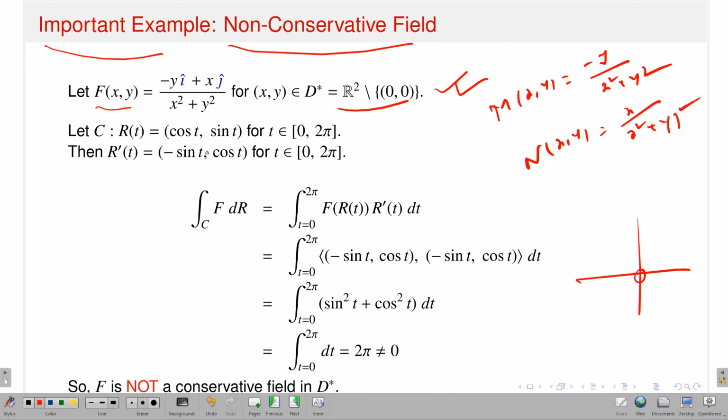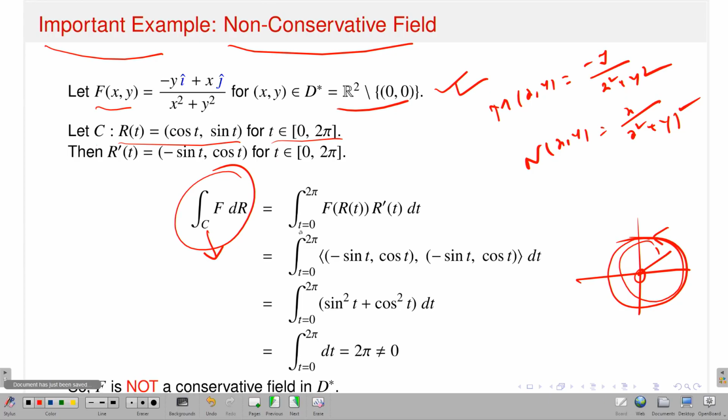Now I am taking a very simple piecewise smooth closed curve. What is that? C is equal to r of t. That means, I am talking about the circle. Look at the parameterization, cosine t, sin t, t running from 0 to 2 pi. That means, it is a circle of unit radius, and this is the origin. Now, you calculate this vector line integral, the integral over C of F dot dr, and once I know my parameterization of C, then I know the definition, right?